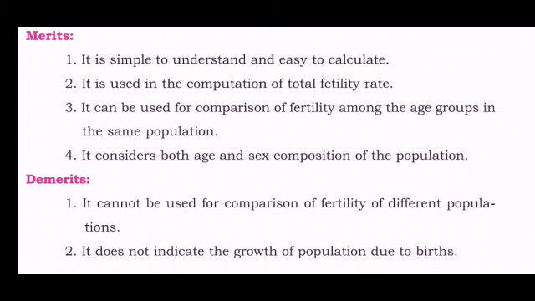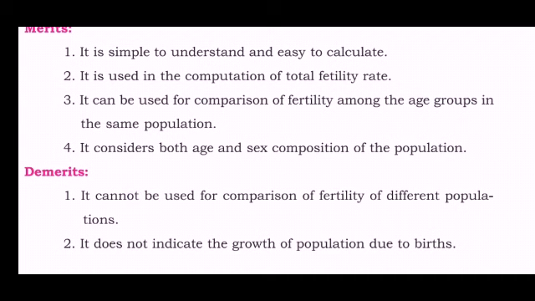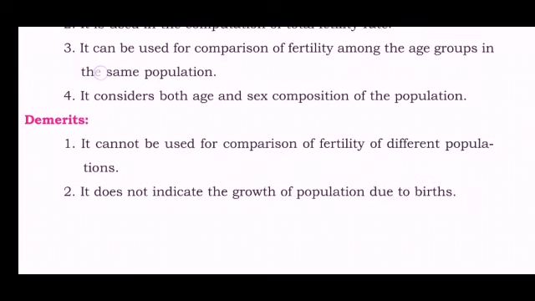And the fourth merit is it considers both age and sex composition of the population. It considers age, that is 15 to 49 divided into 7 groups, 15 to 19, 20 to 24, like that. And also only the female population we consider here.